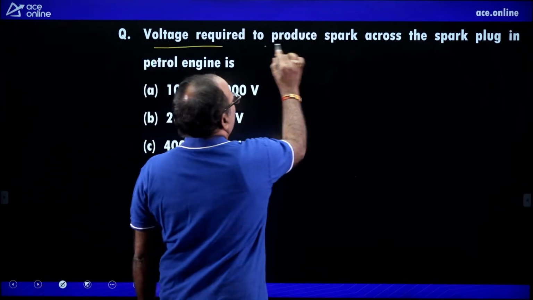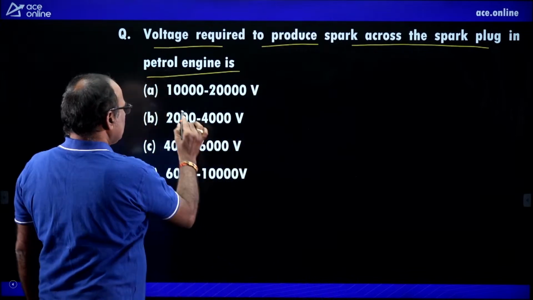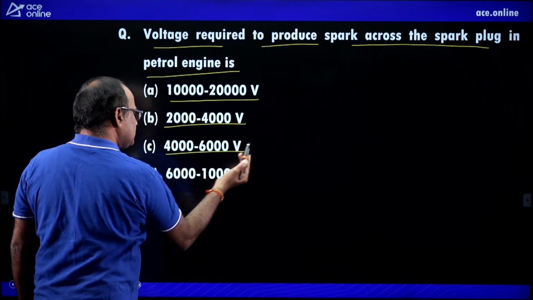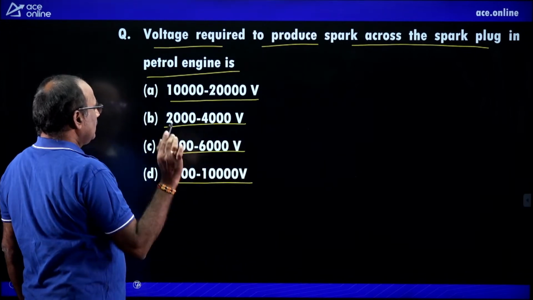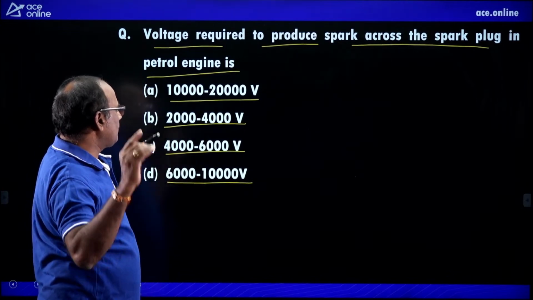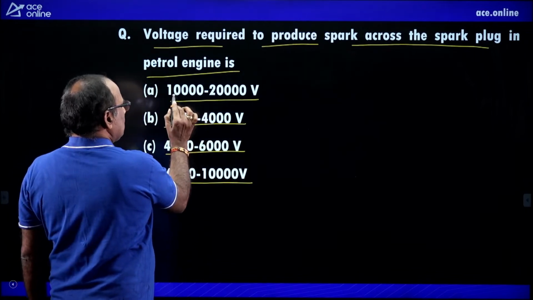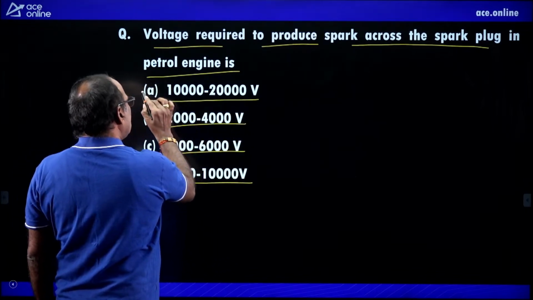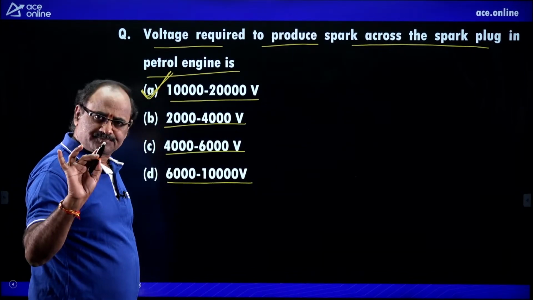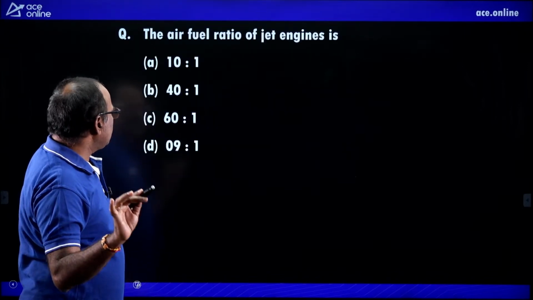Voltage required to produce spark across the spark plug in petrol engine is 10,000 to 20,000 volts, 2,000 to 4,000 volts, 4,000 to 6,000, 6,000 to 10,000. Sorry, the amount of high voltage spark developed by the electric spark is maintaining the voltage varying from 10,000 to 20,000. Therefore, option A is absolutely correct. Okay. Similarly, look at the next question. Try to read it clearly.